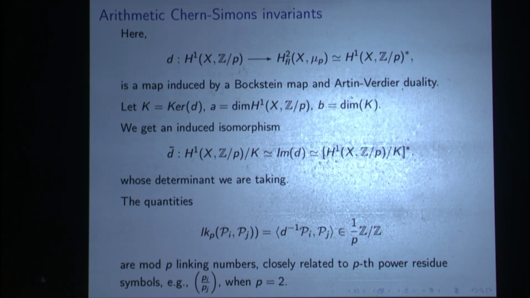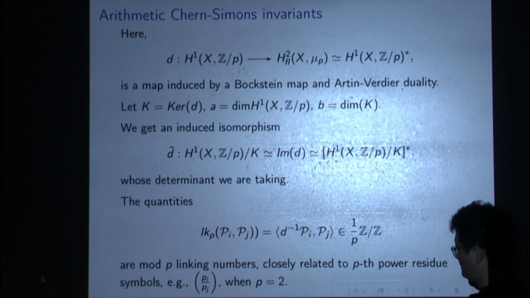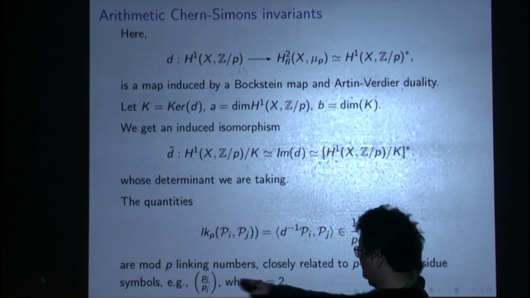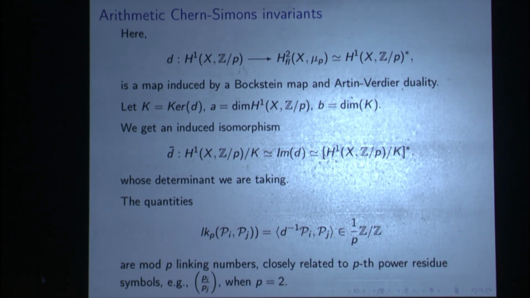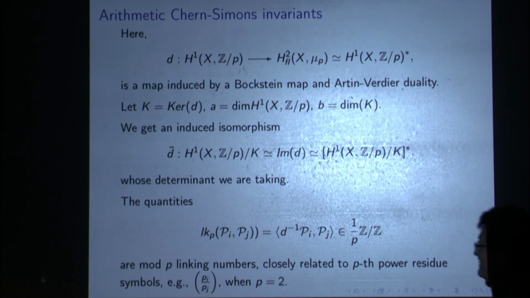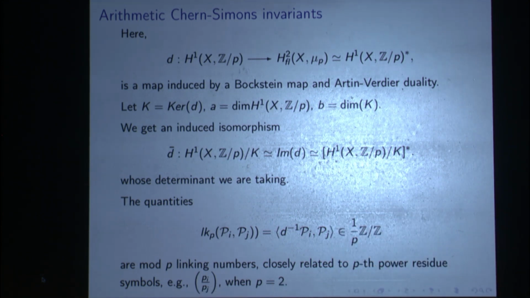As I said, I can't really explain this even on the surface. But for example, when p equals 2, they're closely related to these Legendre symbols viewed as mod 2 linking numbers between primes. Were they called linking numbers before? No. Well, I defined them, so I don't think they were called that. For p equals 2, it was called linking numbers, and people studied it extensively.